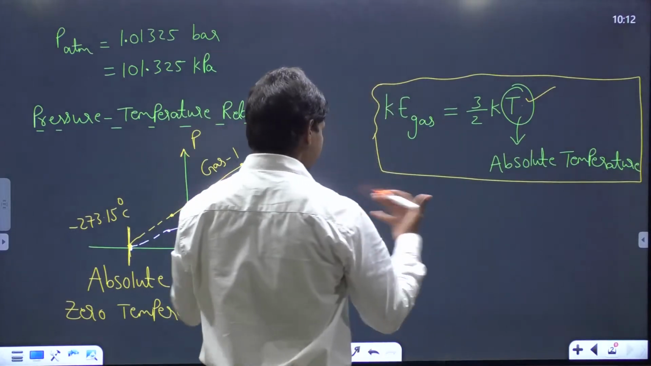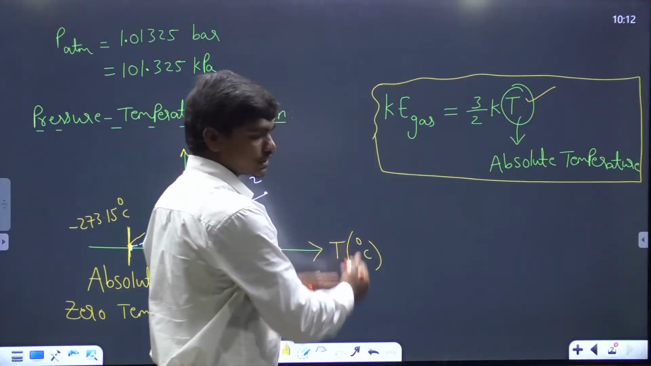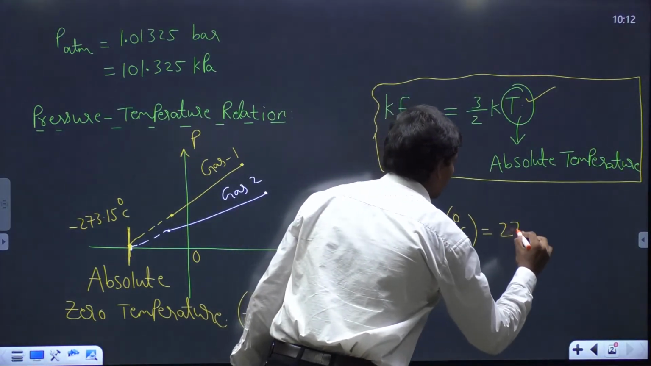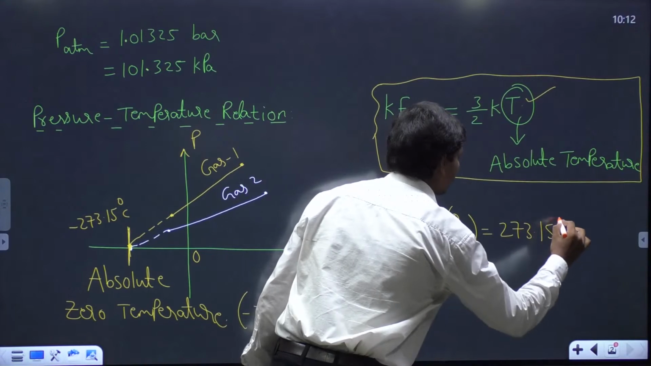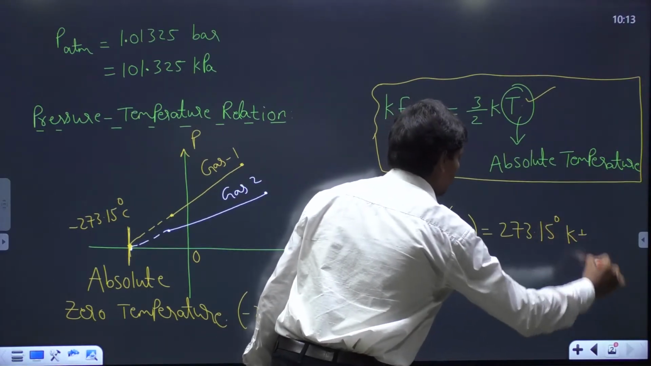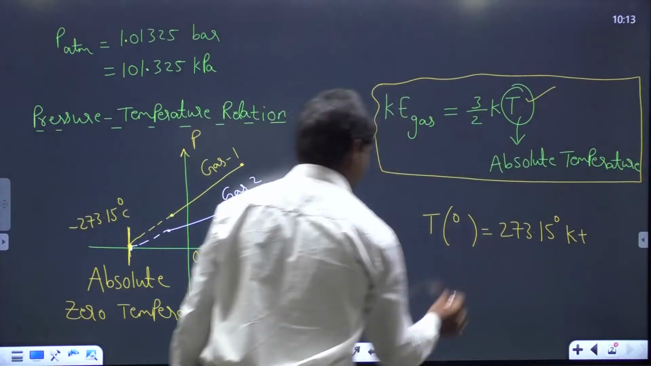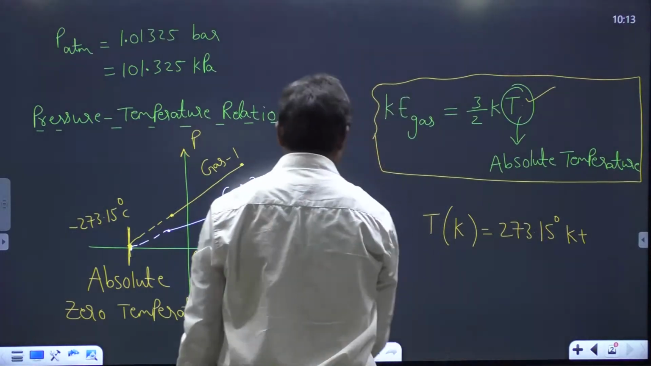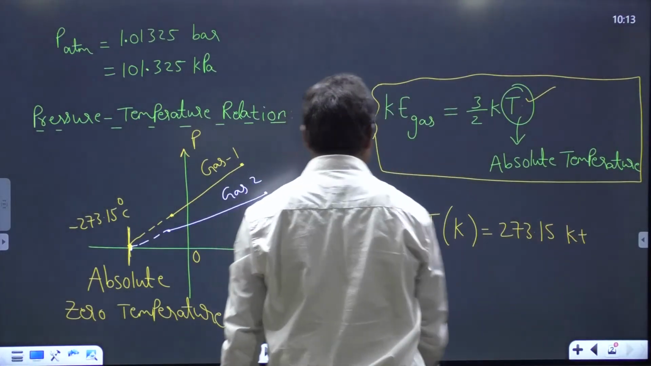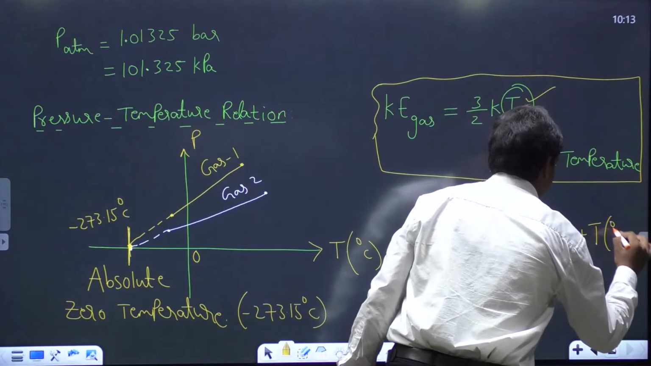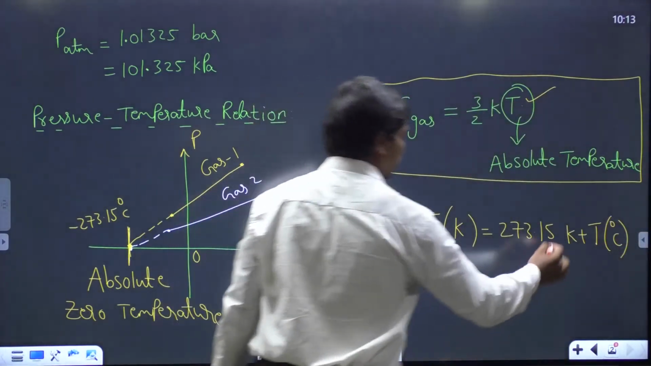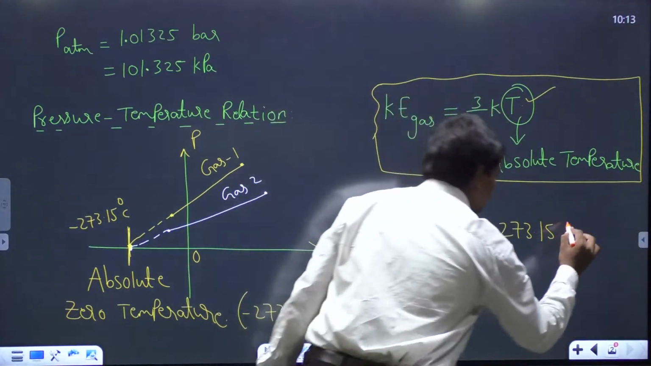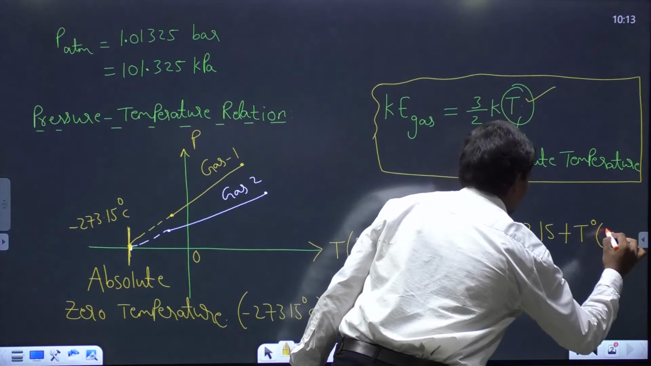Which means they thought of bringing one scale in coordination with this degree Celsius, such that this T in degree Celsius is equal to 273.15 degrees K. Okay, let me write the things. If this is in Kelvin, then 273.15 Kelvin plus T degrees centigrade. This is the relation that they obtained. You can adjust the things here a bit, plus T degrees centigrade.